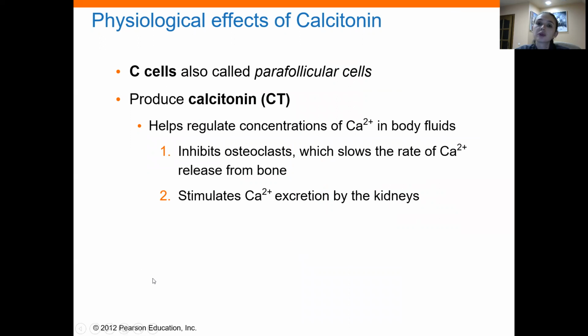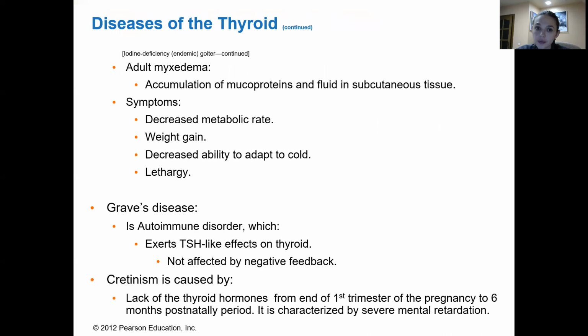Calcitonin is generally produced by the C cells. Another name for them is the parafollicular cells. Calcitonin is responsible for regulation of calcium in the body fluid. What is its effect? It will inhibit osteoclasts, which slows the rate of calcium release from the bone. It will stimulate calcium excretion by the kidneys, and not only calcium but also phosphates are going to be excreted, so the levels of calcium and phosphate are going to decrease.